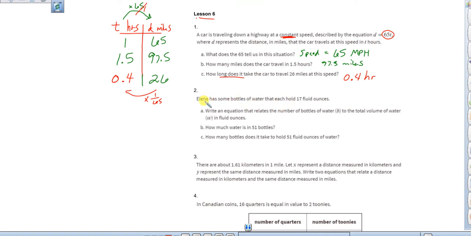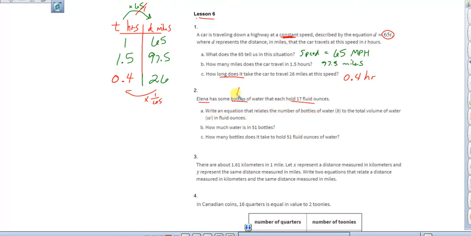Problem number 2 here with Elena. She has some bottles of water that hold 17 fluid ounces. So it looks like the two things we're comparing here are bottles and ounces of fluid. So we're going to write an equation that relates the number of bottles.